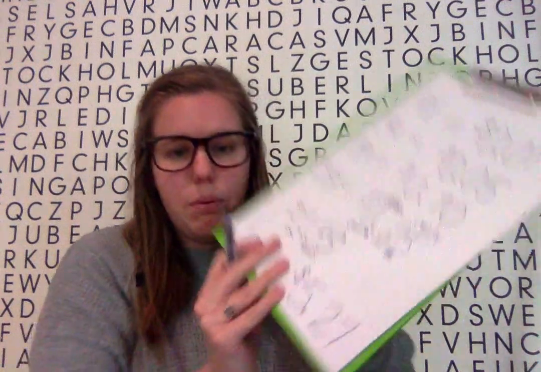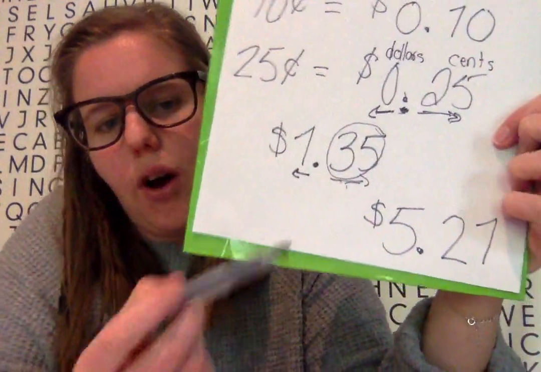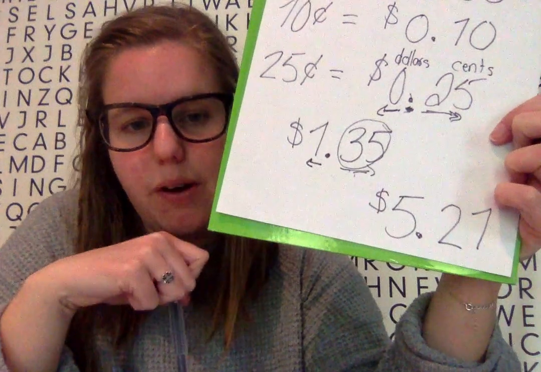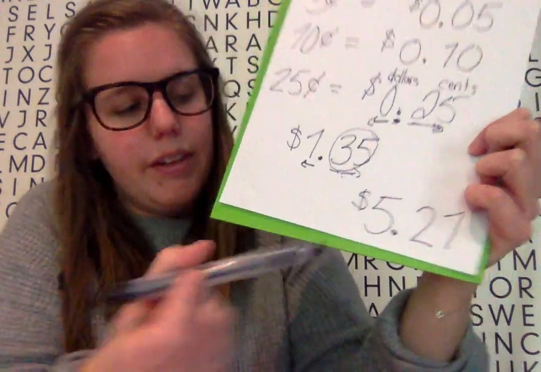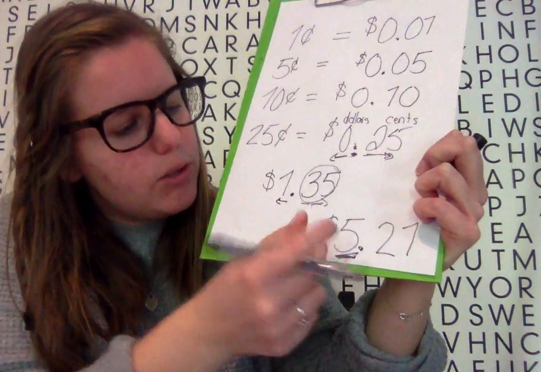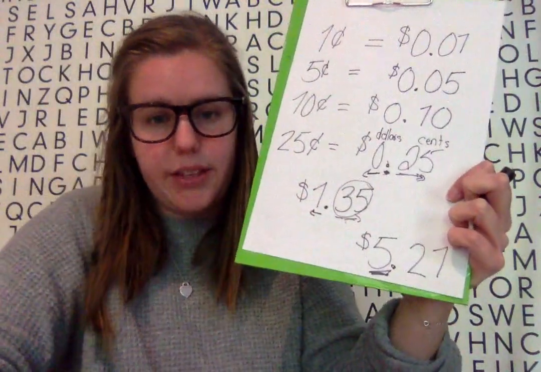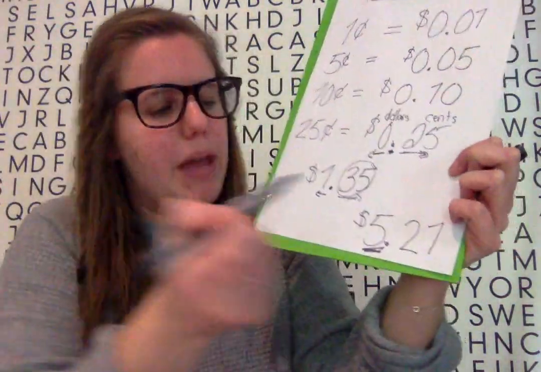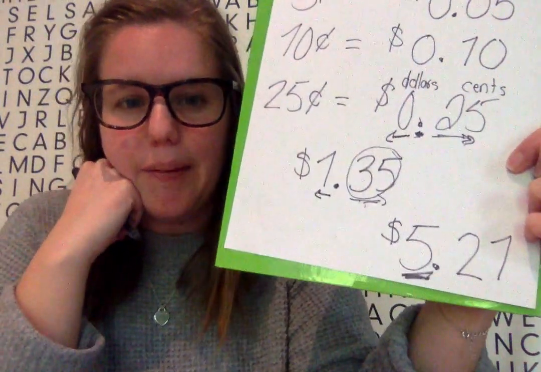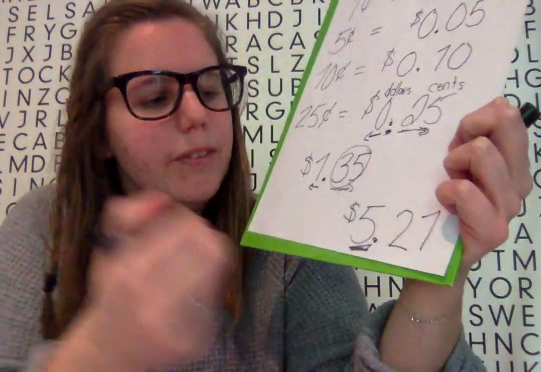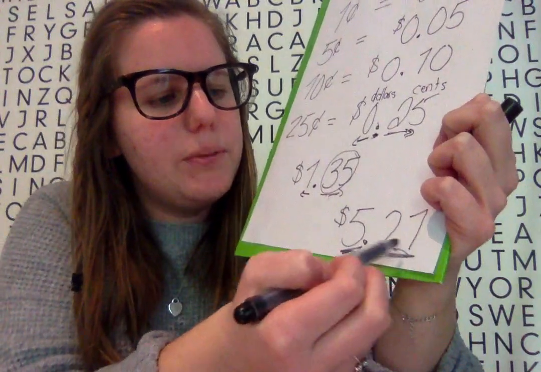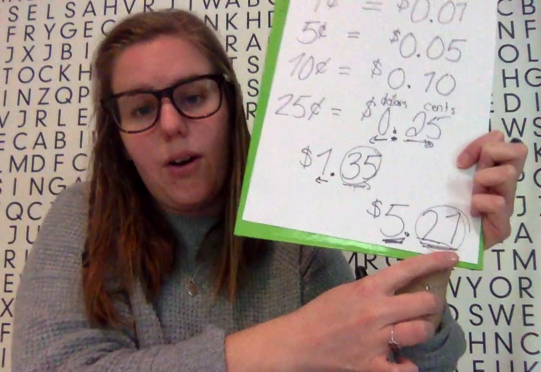So let's try one last quiz. So what if I have $5.21? How many dollars are there in $5.21? If you said 5, perfect. Because remember, dollars go to this side of the decimal. So there are 5 pieces of paper money. How many cents are there? If you said 21, you're absolutely right. Because cents are on this side of the decimal.